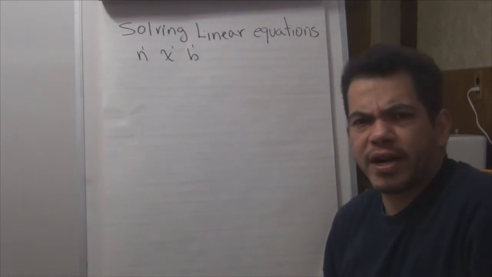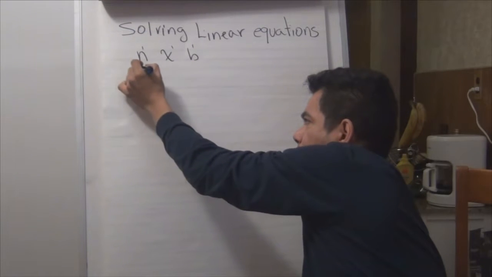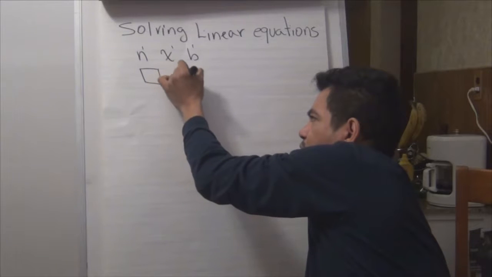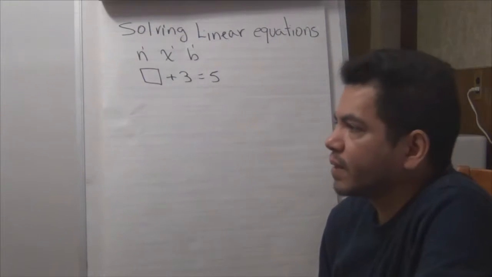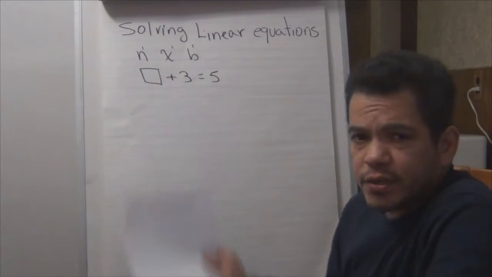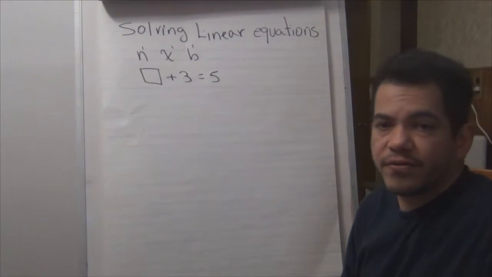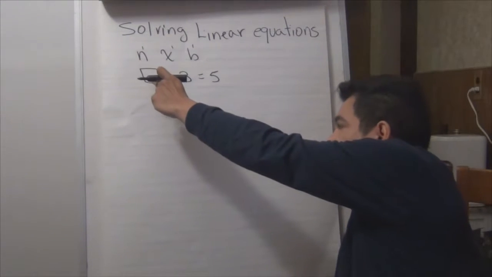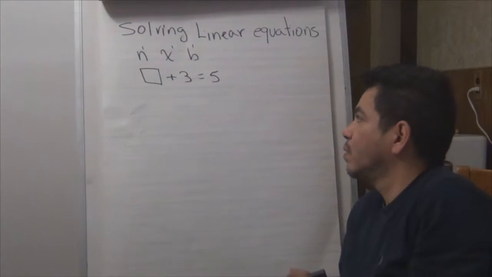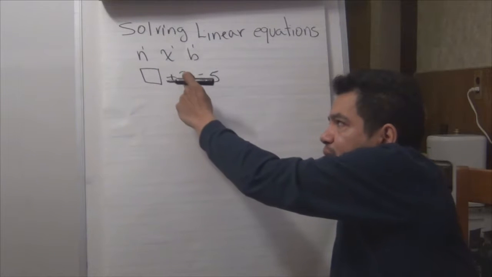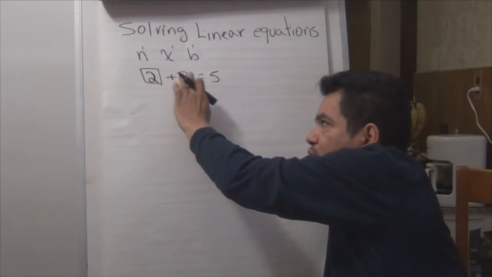Alright, for example, when you were in like 3rd grade or something, they gave you a problem that would say box plus 3 equals 5. This is what we call an open sentence. We need to figure out what the value in the box is in order for us to have a result of 5. So what will be the value that we will put in the box in order to make this true? Well, box plus 3 equals 5. So I would put a 2 in the box, and I have 2 plus 3 equals 5.